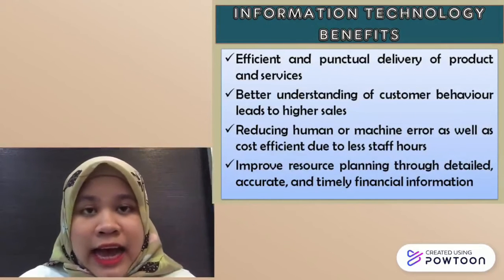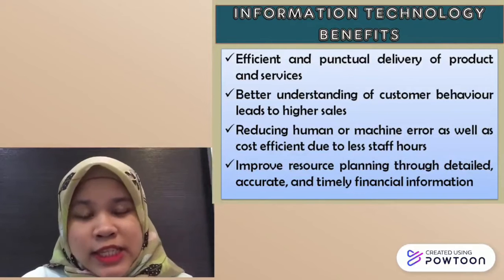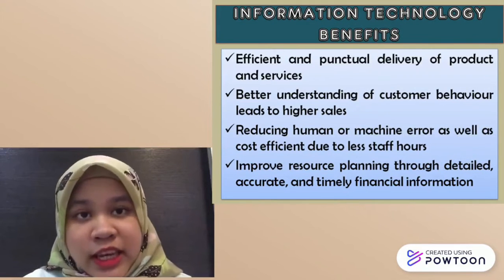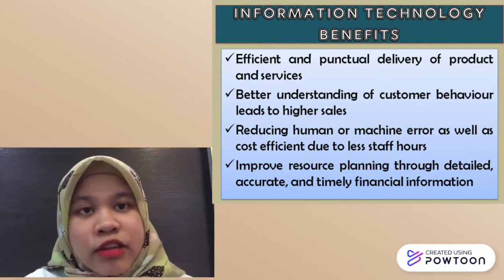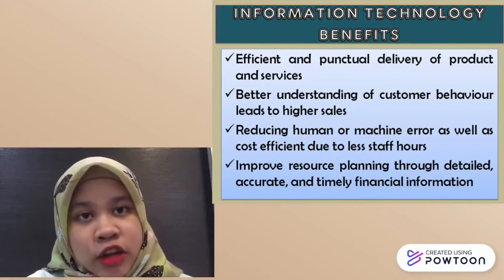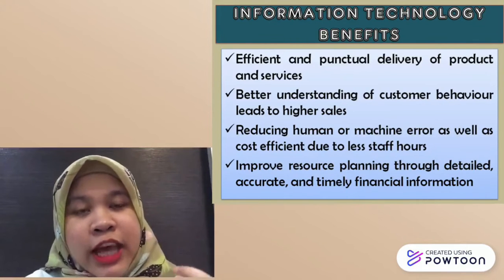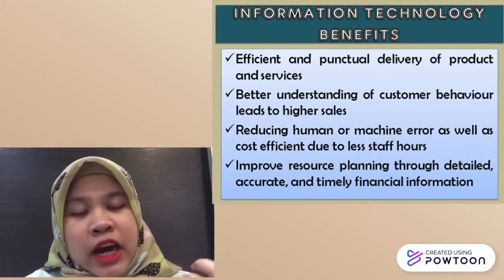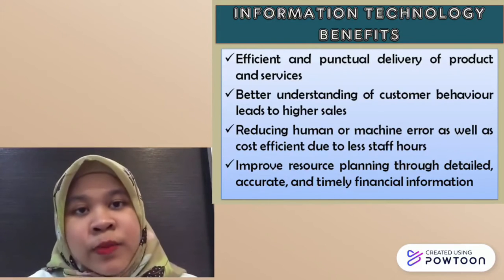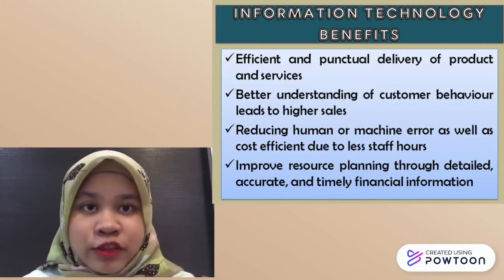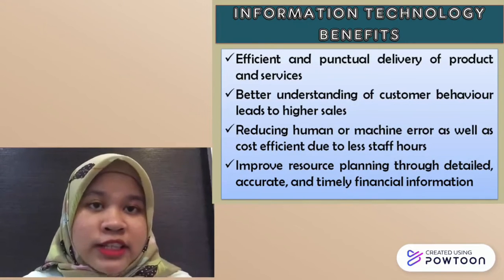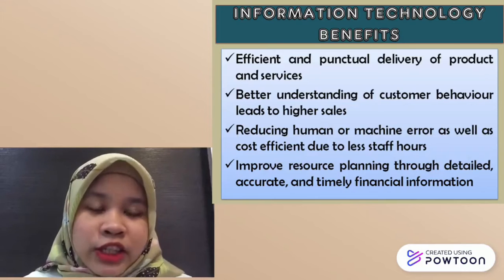Next, IT is important in the nature of a business, as technologies offer many purposes in a business because of how easy it is, and it helps in saving time and resources. The benefits of information technology are: efficient and punctual delivery of products and services. Next is better understanding of customer behavior, which leads to higher sales. Number 3 is reducing human or machine error, as well as being cost efficient due to fewer staff hours. The last one is improved resource planning through detailed, accurate and timely financial information.